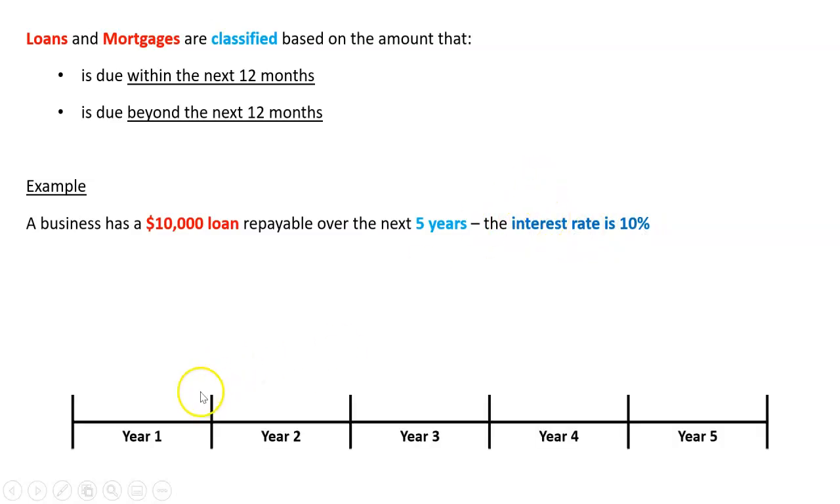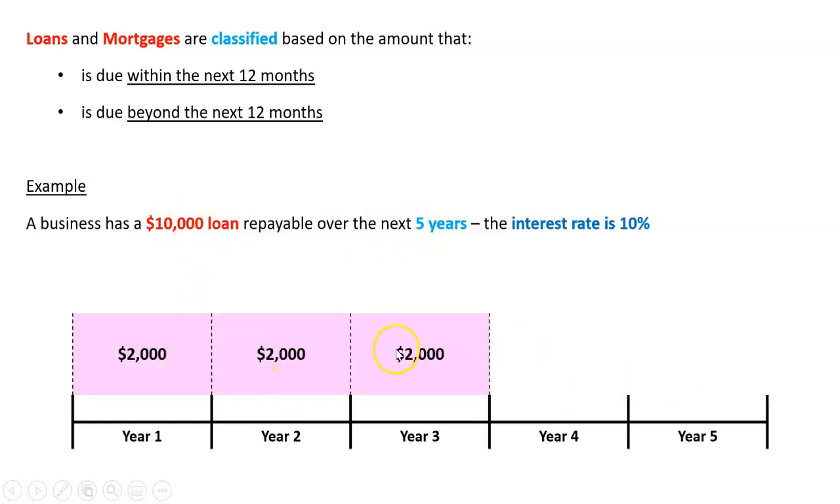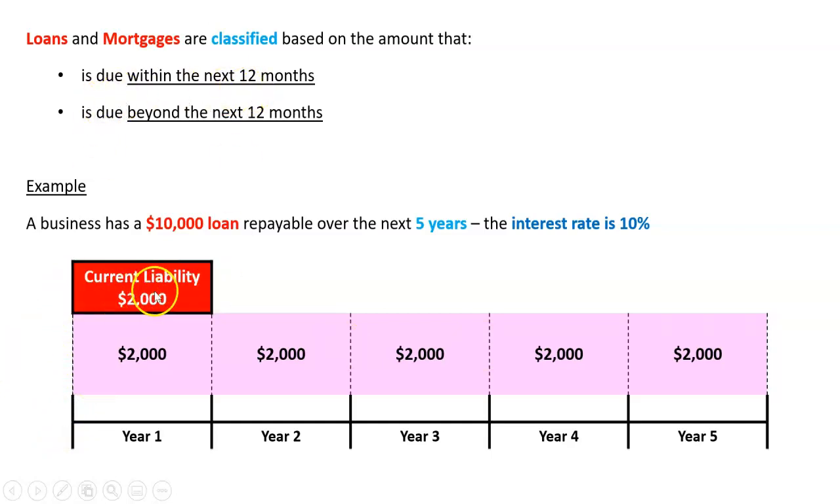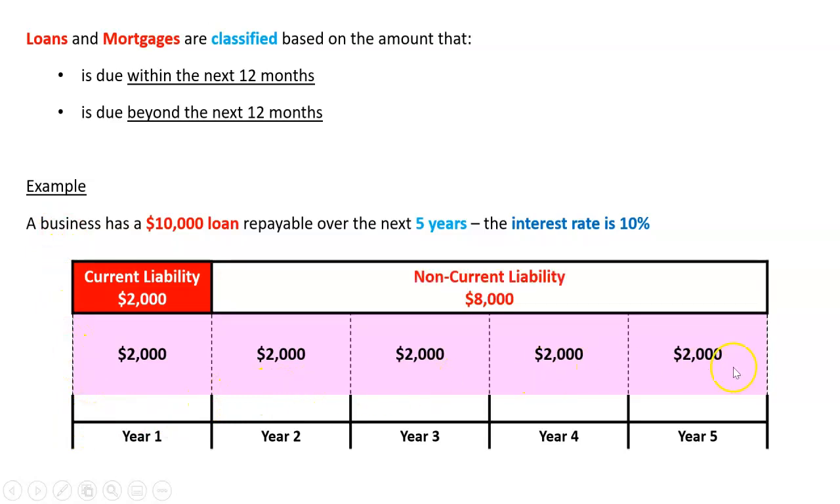We just say, okay, here's year 1, year 2, year 3, year 4, year 5. It's 5 years, $10,000, so we're going to repay $2,000 in every single year. As of today, what is due within the next 12 months? Just this bit, the $2,000, so that is a current liability. What is due after the next 12 months? If this is today, what's due after 12 months is all of that. So we would say that is a non-current liability of $8,000.